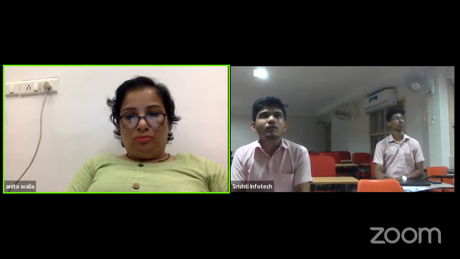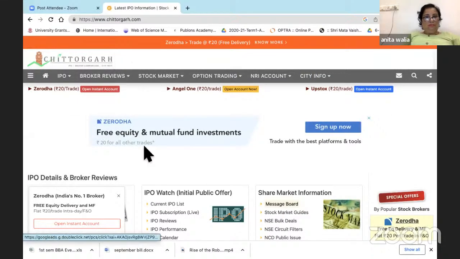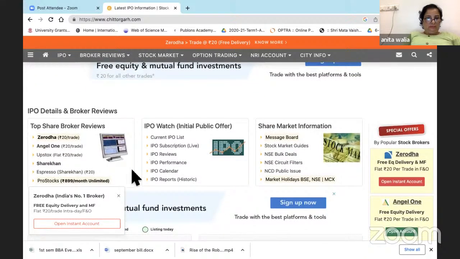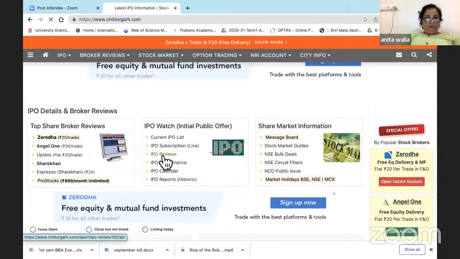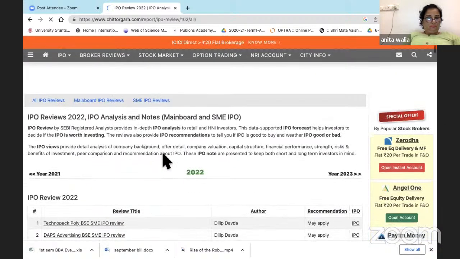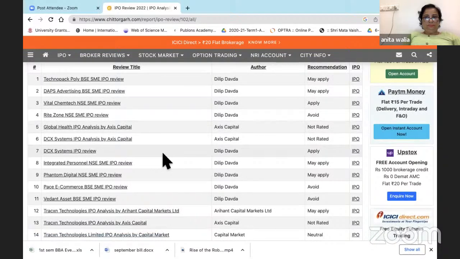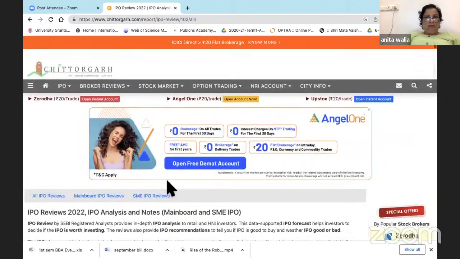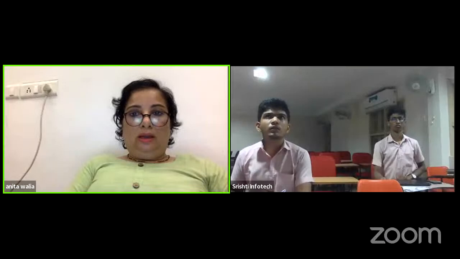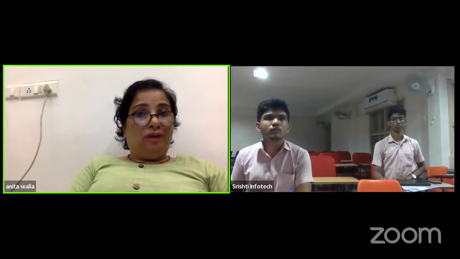I also want to show those people who are interested, this is one of my students who has shown me this site. It's called Chittorgarh. And if you see here, this is also one example of a robo-advisor, but they do a lot of manual input into it. So you can see here all kinds of funds, IPO review. So all these recommendations are there, but ultimately it is up to you. And you need to have the risk appetite.